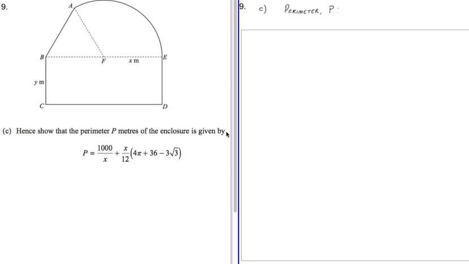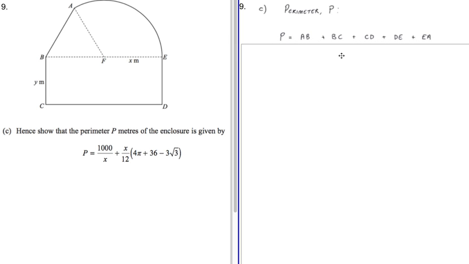We're looking at the C2 2016 May paper, question 9, part C. Hence show that the perimeter P meters of the enclosure is given by this equation here. So let's look to see what we've got. So we're going to break down the perimeter. It's going to be comprised of all the lengths from A to B to C to D to E and back round to A.